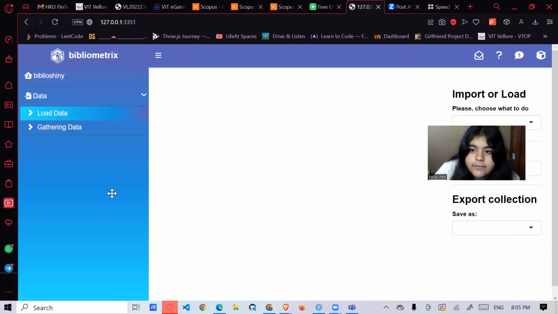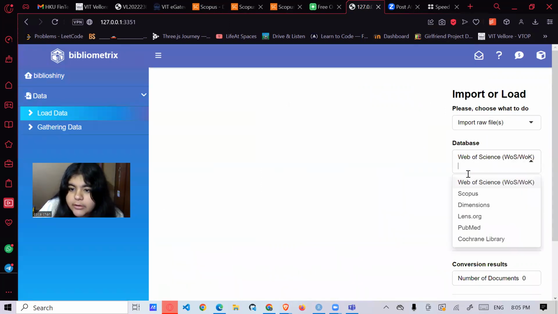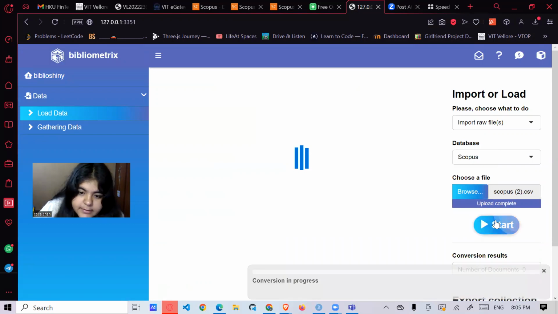To load data, we need to import our raw files. The database we have chosen is Scopus, and now we will upload our Scopus database. Conversion is in progress. We are importing the raw data files that we just downloaded from the Scopus database, and we will be studying and visualizing the same.